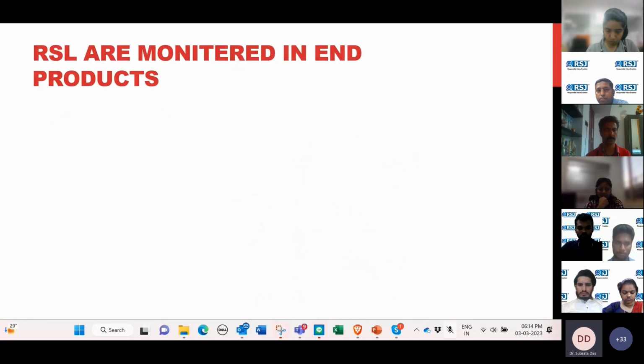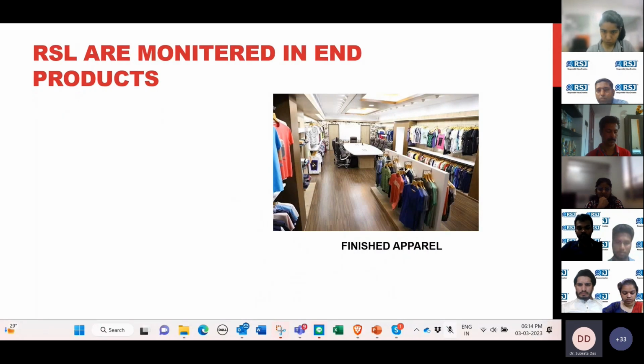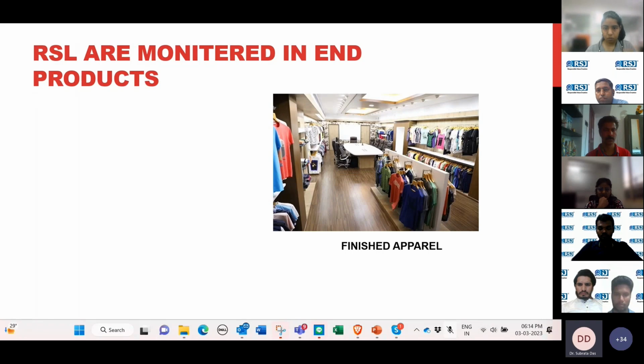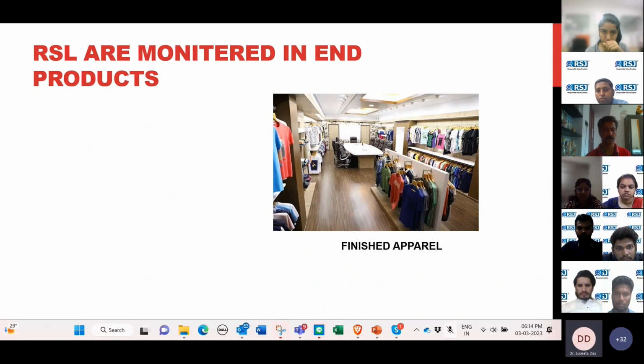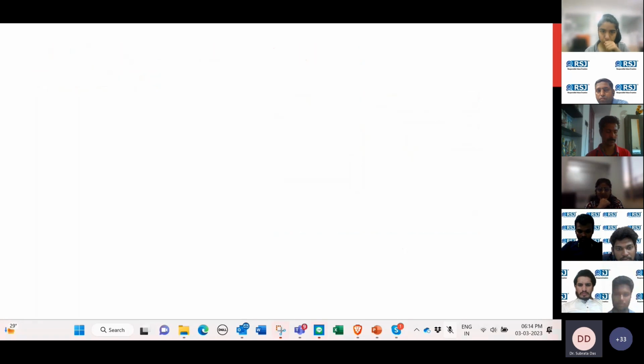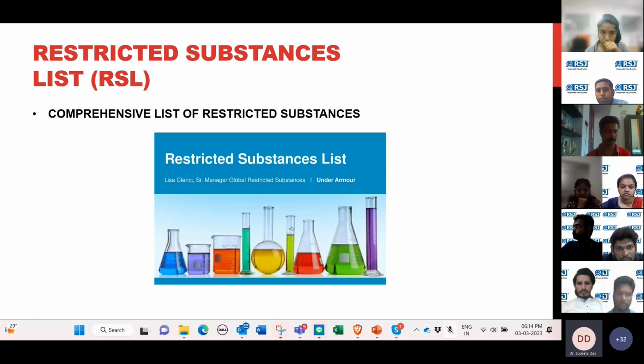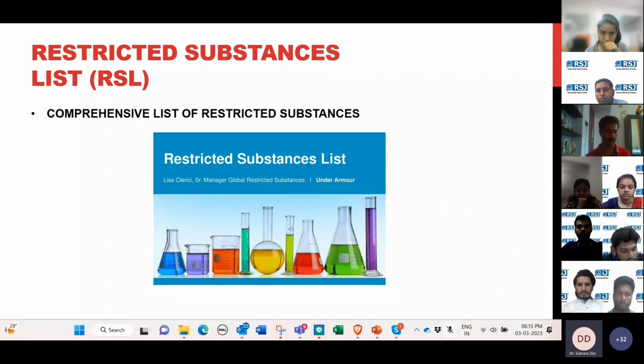RSL is not monitored in the process. Once everything is completed, that is, scouring, bleaching, dyeing, finishing, then only at the final garment finishing stage is the GPT test monitored. So finished garments should always be like that. They should not contain the substances prescribed in the restricted substances list. That's why understanding the restricted substances list is very important.